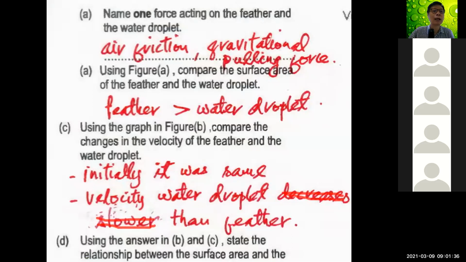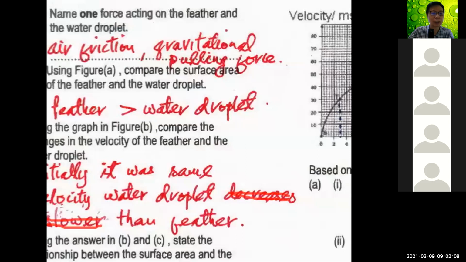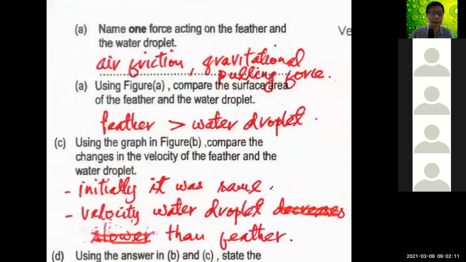Velocity of water droplet increases at a higher rate compared to the feather. I type it here, but there is no place to type now. Because the question asks for the change in the velocity. We say change in the velocity. Okay, so like this, I type it up. Never mind a little bit. I type here so that you can see.